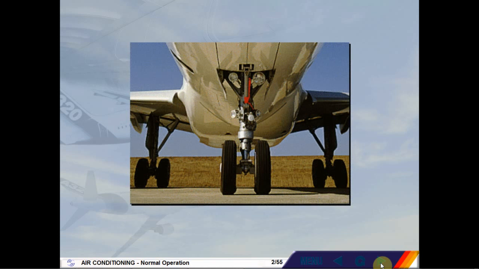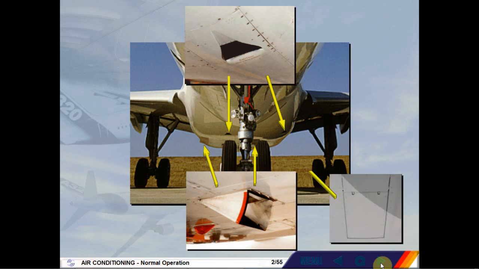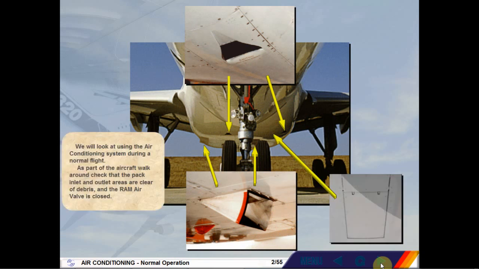We will look at using the air conditioning system during a normal flight. As part of the aircraft walk-around, check that the pack inlet and outlet areas are clear of debris and the ram air valve is closed.